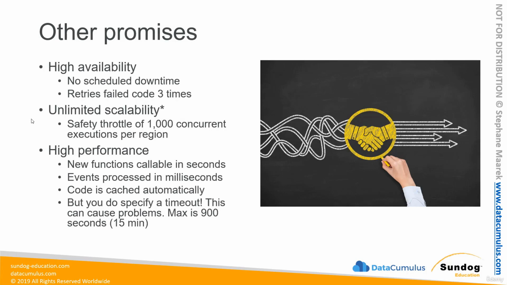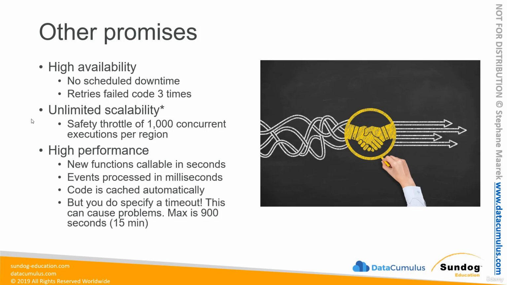Some other things that Lambda promises you are high availability. It does use replication and redundancy for that high availability. There is no scheduled downtime, and if your code fails, it will retry it up to 3 times automatically. They offer unlimited scalability, but that does come with an asterisk. There is a safety throttle in place of 1,000 concurrent executions per region. And again, you'd have to be doing something pretty massive to exceed that.